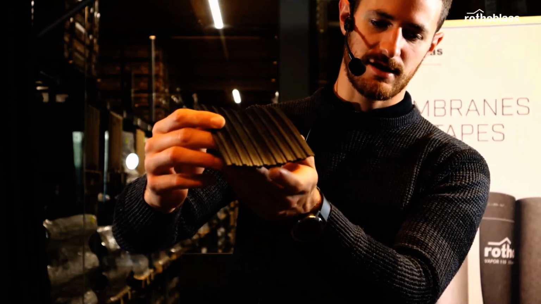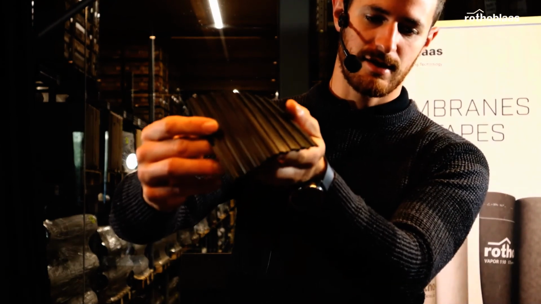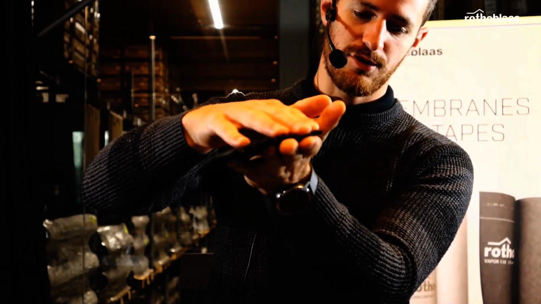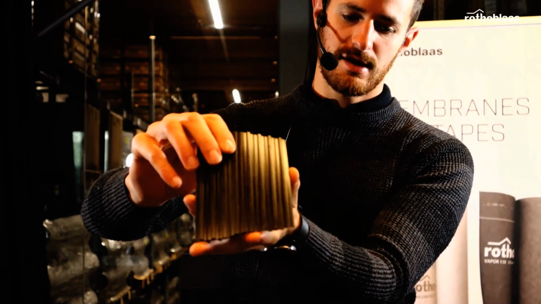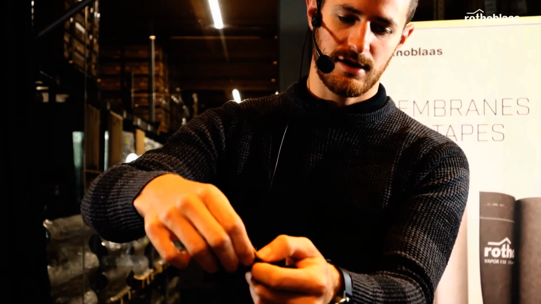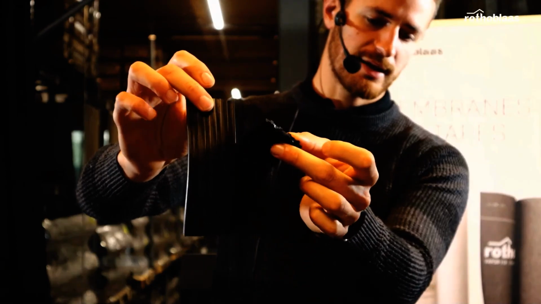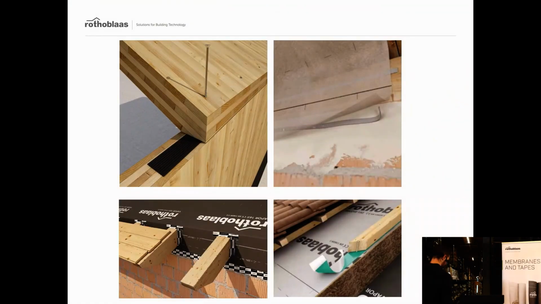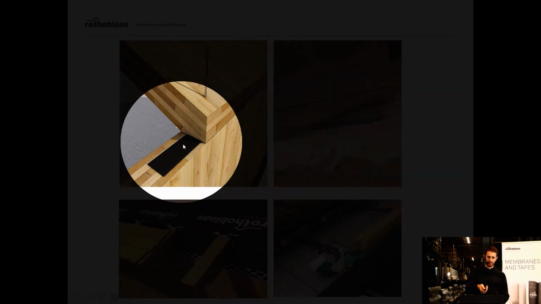It has these lines that can get compressed. When it's compressed, it becomes just a 3 millimeter layer, and it can be divided into two like that, so that you can place it on one side of the beam. If you have a wide beam, you can place it on one side of the beam and on the other as well.